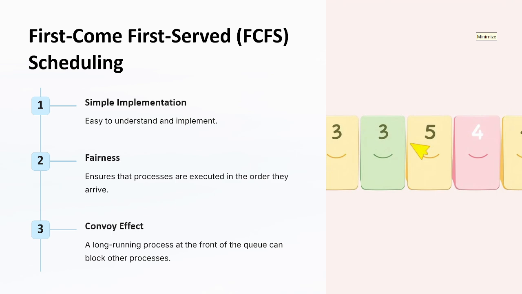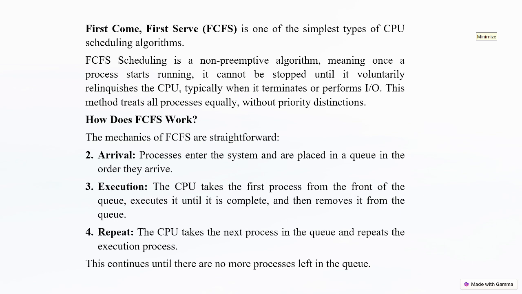For fairness, it ensures the processes are executed in the order they arrive. And the convoy effect means a long running process at the front of the queue can block other processes, because the processes enter in the order they arrive. For example, if process P1 takes too much time to execute in the CPU, the other processes in the ready queue have to wait. So process P1 blocks the other processes. This is the convoy effect. So it is the simplest type.